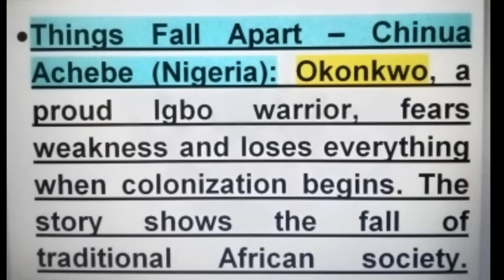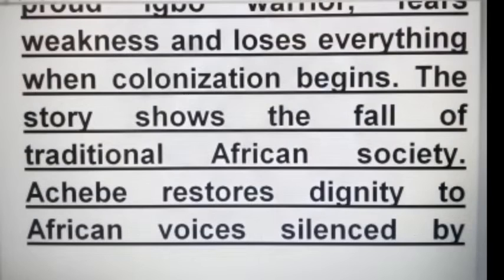The next work is from Nigeria, that is Chinua Achebe's work, Things Fall Apart. Okonkwo, a proud Igbo warrior, fears weakness and loses everything when colonization begins. The story shows the fall of traditional African society. Achebe restores dignity to African voices silenced by colonial narratives.